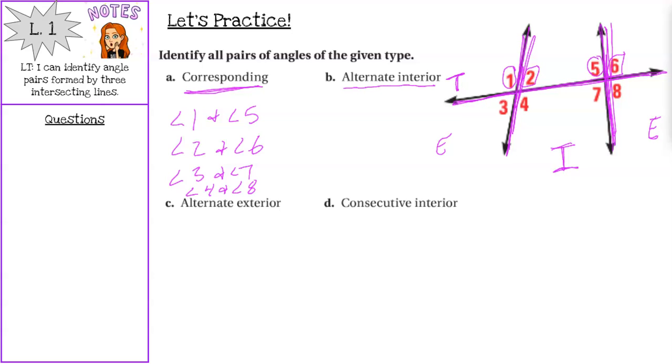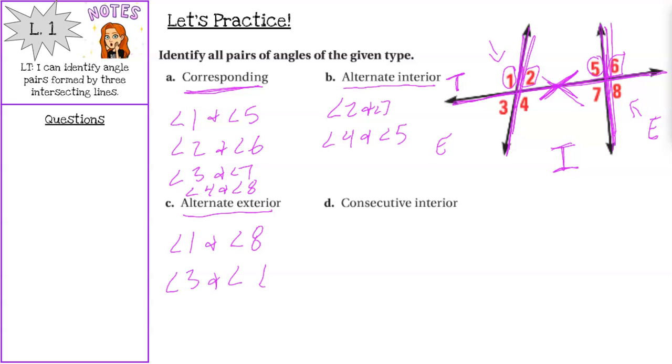Alternate interior. So we're looking on the interior and on opposite sides. So we have 4 and 5, 2 and 7. And then alternate exterior. So we're looking on the exterior. So angle 1 and angle 8, and then angle 3 and angle 6. And then consecutive interior. Again, we're looking on the interior, but on the same side of the transversal. So that would be 4 and 7, and then angles 2 and 5.